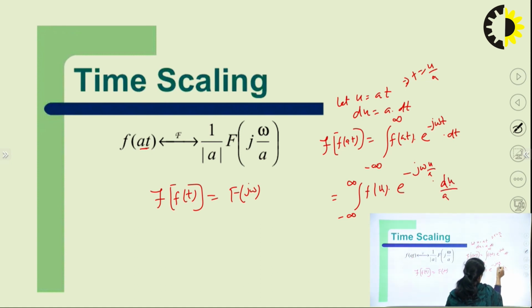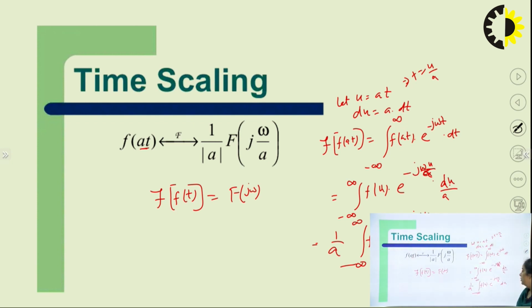So now see here, if you take 1 by a outside, it is minus infinity to infinity f(u) e to the power minus jωu upon a into du. So now in place of t, if you see here, u is written. Okay, so now you can write this as 1 upon a F(jω upon a). So this is the proof for the scaling property. So in similar way you can prove other properties also.